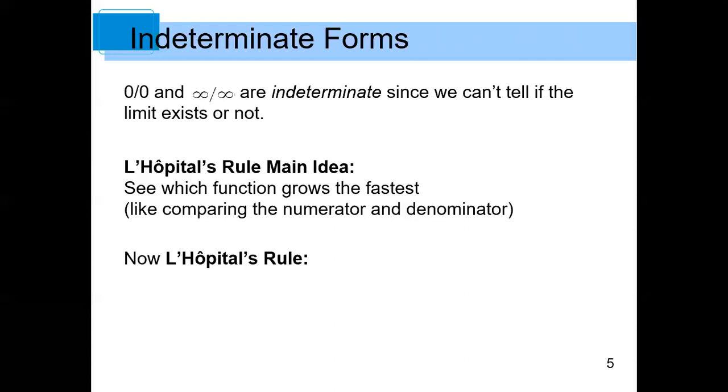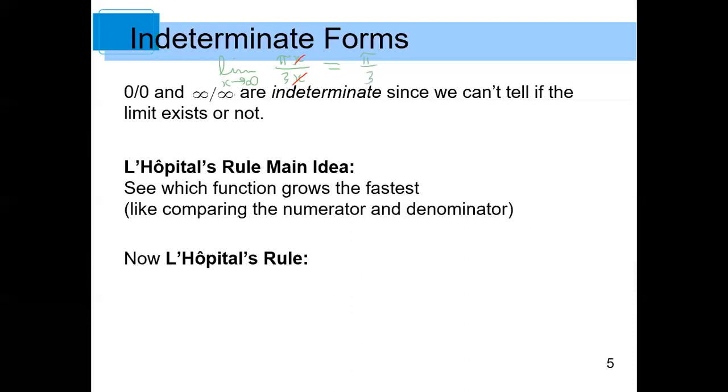So watch this. What if I had something like the limit as x goes to infinity of pi x over 3x? What does that equal? What happens to the x's in this case? Yeah, they cancel. And what do we end up getting as the limit? Yeah, pi over 3.